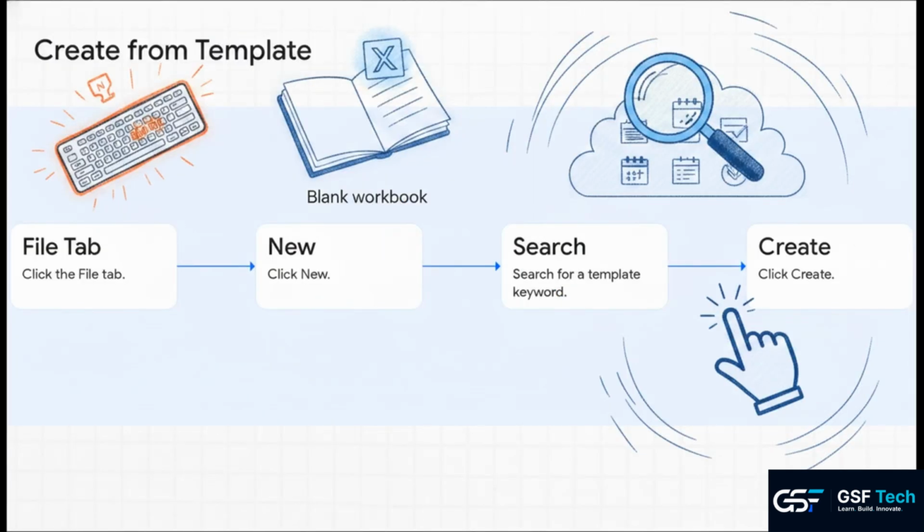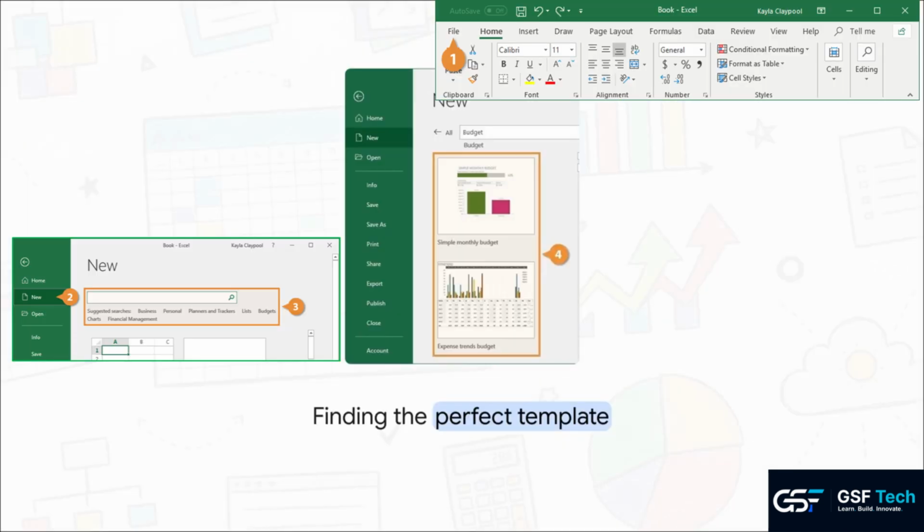Now, when you're ready to start working, pressing Ctrl+N on your keyboard is a fantastic superpower to instantly open a blank workbook. But let's look at the simple steps to leverage something even more powerful, Excel's pre-built templates. By just clicking the File tab, selecting New, typing in a keyword, and hitting Create, you can completely bypass that intimidating blank page. For instance, simply searching for a word like budget or invoice brings up these beautifully formatted layouts, and they are completely ready for your data.